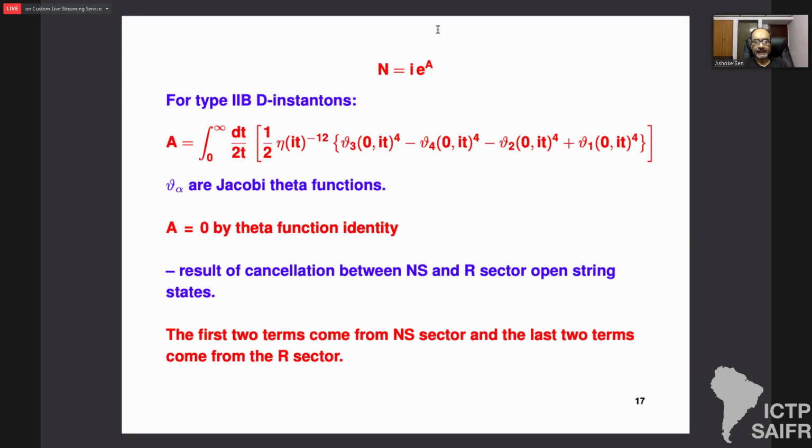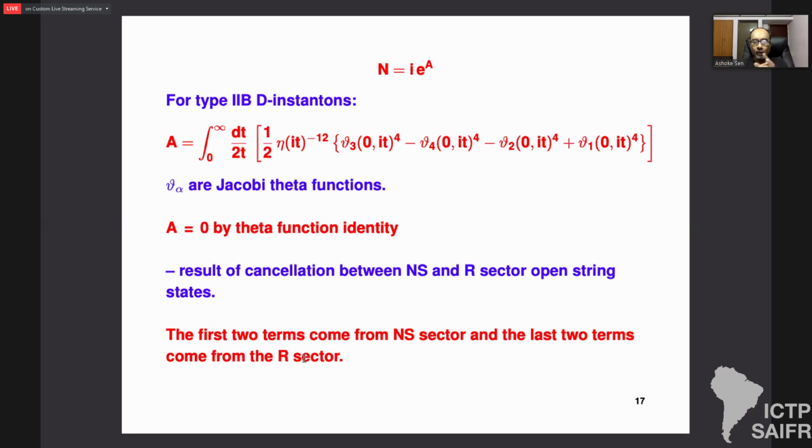Okay, so here is the expression again. Now for type IIB D-instantons, A is known. Here is the expression given in terms of the Jacobi theta functions. This in fact is 0, but I have written it for symmetry. And in fact, there is a theta function identity that says that A is identically 0. These terms all cancel. So this is the result of cancellation between the Neveu-Schwarz sector and the Ramond sector of the open string states. The first 2 terms come from the NS sector and the last 2 terms come from the Ramond sector.